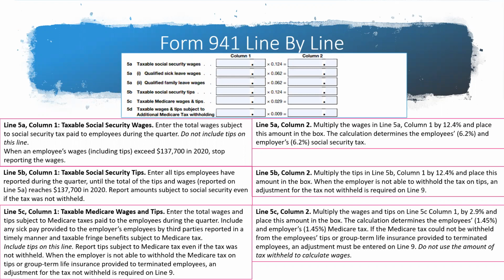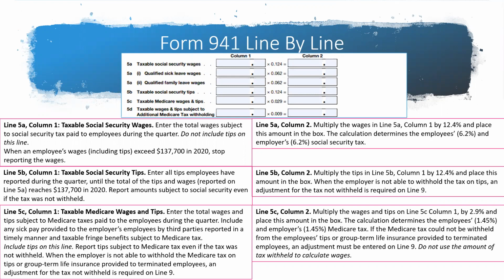So line 5A under column 1 is going to be the taxable Social Security wages. So that's the total amount of wages paid to all of your employees that were subject to Social Security tax. If you have tipped employees, then you're not going to include tips on that line. Those are going to go down on line 5B instead. Social Security does have a limit on the taxable wages, and thus that limit is applied on this line. So nothing over and above the limit for any employee should be included on that line.